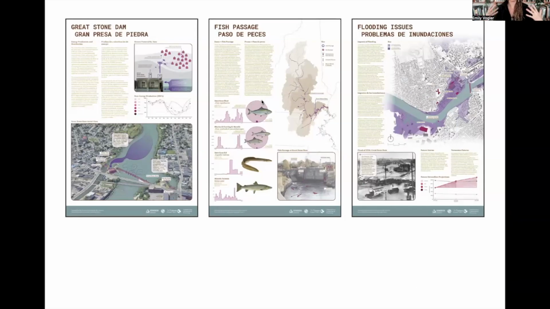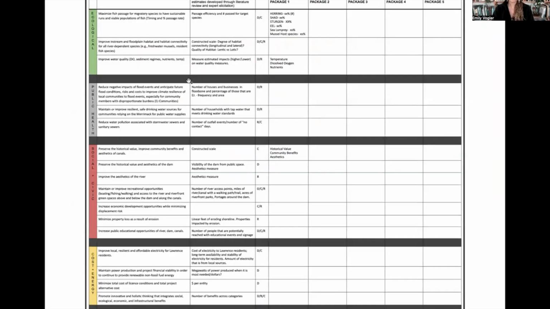How do we begin to communicate to the general public about what some of these key issues are? And so we created a set of boards that are really about information sharing of what we know right now about these different issues. We've then been working with our steering committee to develop this decision matrix.